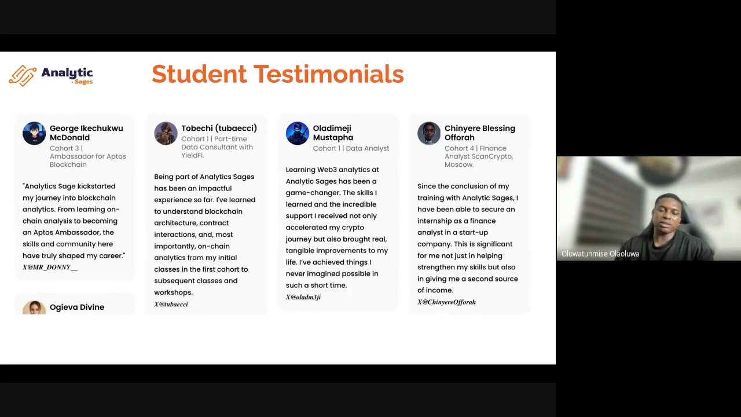bounties. There's what we call bounties, right? And hackathons. In his first bounty, he won $3,000. In his second bounty, he won $2,000. This is only in the space of 3 months. And that is just this year alone. We have not talked about last year and many other things.